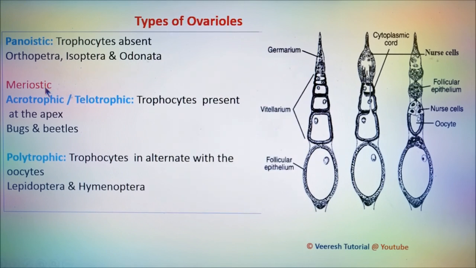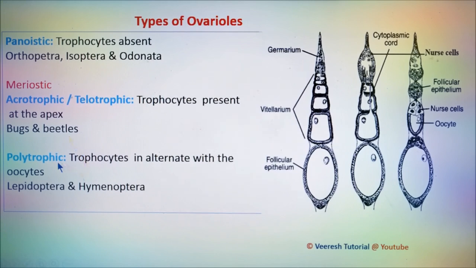The next one is the meroistic ovariole, where nutritive cells or trophocytes are present. In the acrotrophic or telotrophic ovarioles, the trophocytes are located at the apex of the ovariole, and they supply the nutrients to the oocyte through the cytoplasmic strand. You can see here, these are the oocytes. The nutrients are supplied through the cytoplasmic strand. You can see this type of ovariole in bugs and beetles.